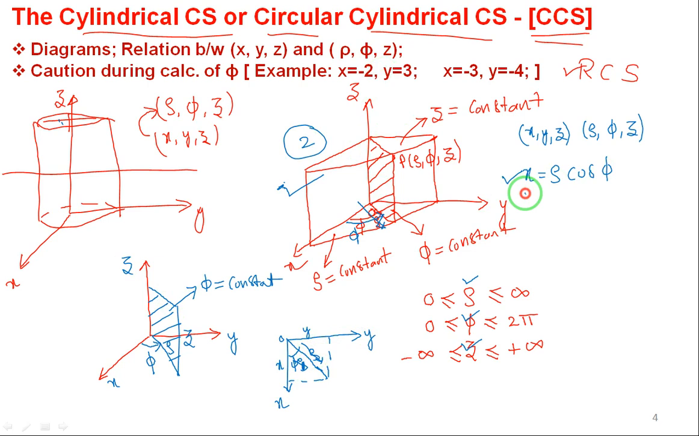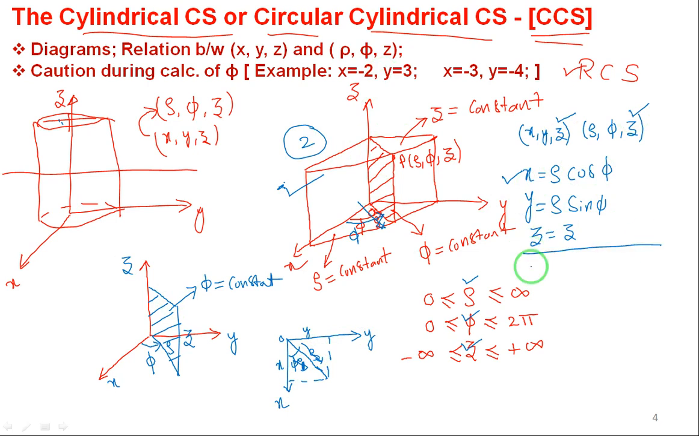Similarly, y equal to rho sin phi. By pure geometry, that's all. And one more thing you can observe, z is common. z is the same in both coordinate systems, whether rectangular or cylindrical. So z is equal to z in both systems. If I know the cylindrical coordinates rho, phi, z, I can calculate x, y, z, because x is equal to rho cos phi, y is equal to rho sin phi, z equal to z.